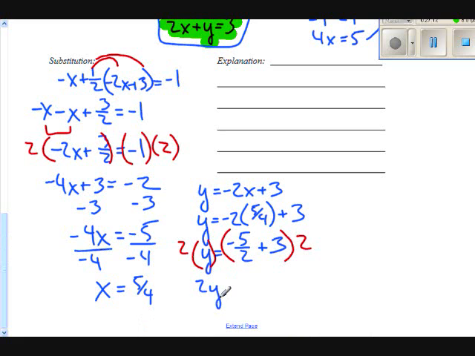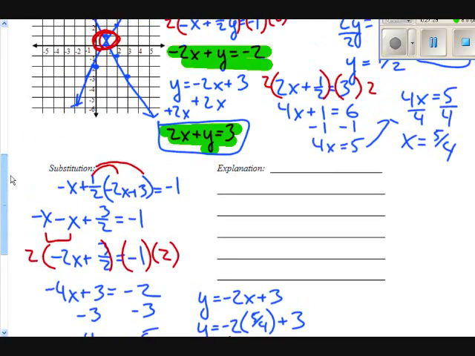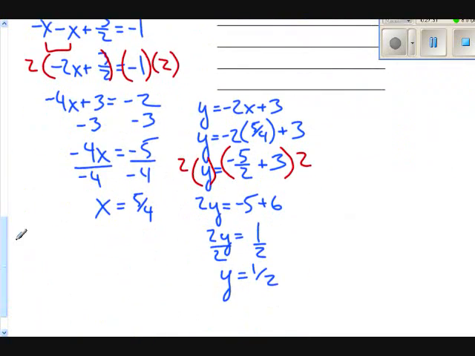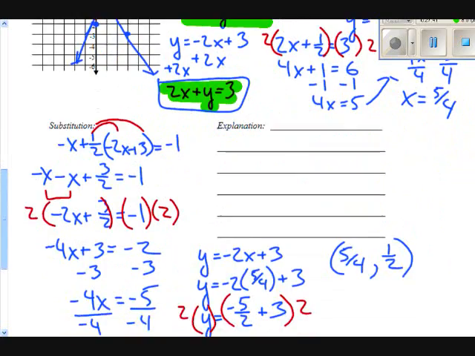Okay, so that's 2y equals, now this is going to give me a negative 5 plus 6 when I distribute that 2. And I combine like terms. 2y equals 1, divide each side by 2. Great googly moogly. I got the same thing. 1/2 for y. Okay, so my ordered pair, again, was 5/4, comma, 1/2. All right, and I should get the same answer for all three of these. If one of these answers doesn't match, it means I did something wrong.